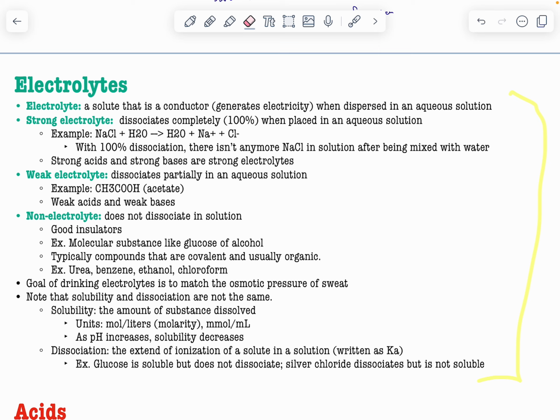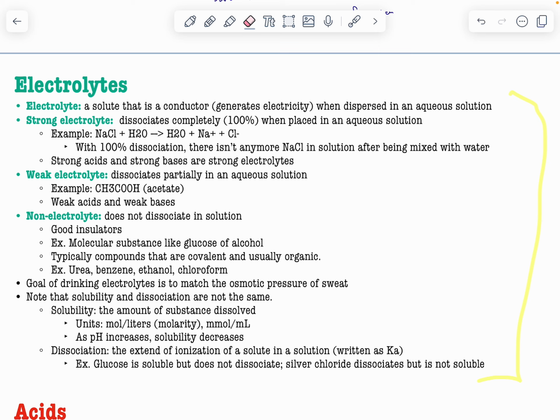So, I know we probably left off on electrolytes last time, and if you guys weren't at my tutoring session this past week, I'm just putting this out to make sure everyone's caught up to speed and is as prepared as they can be. So we'll start off with electrolytes, and an electrolyte is just a solute that is a conductor when dispersed in aqueous solution.